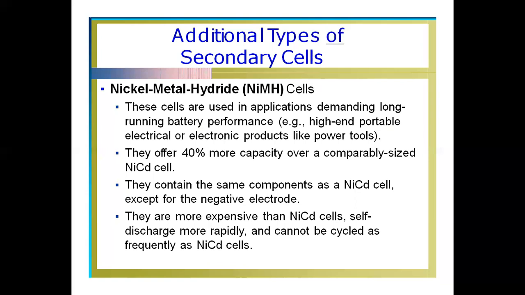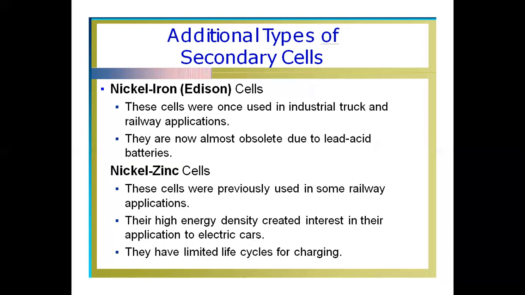They contain the same components as nickel cadmium cells, except for the negative electrode, which is different. So they are more expensive than nickel cadmium cells. Cells discharge more rapidly and cannot be cycled as frequently as NiCd cells, so the frequency of charging-discharging cycles is less than that of NiCd cells.